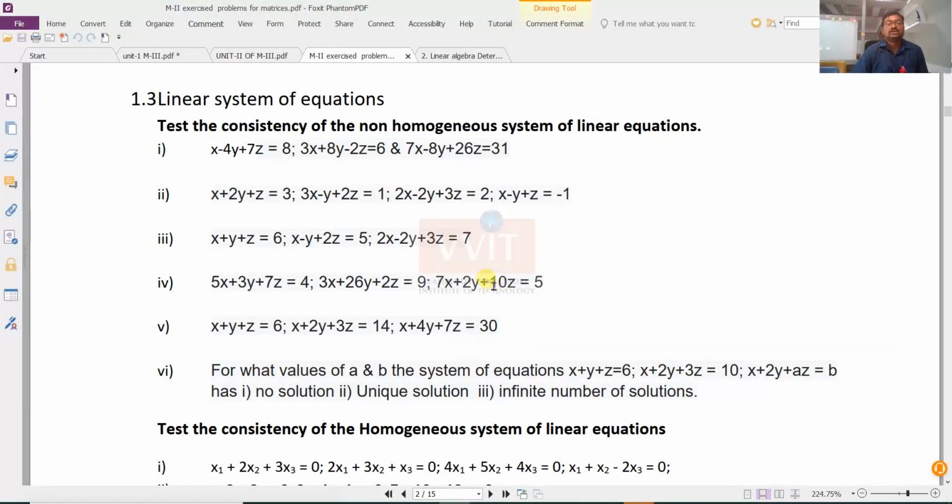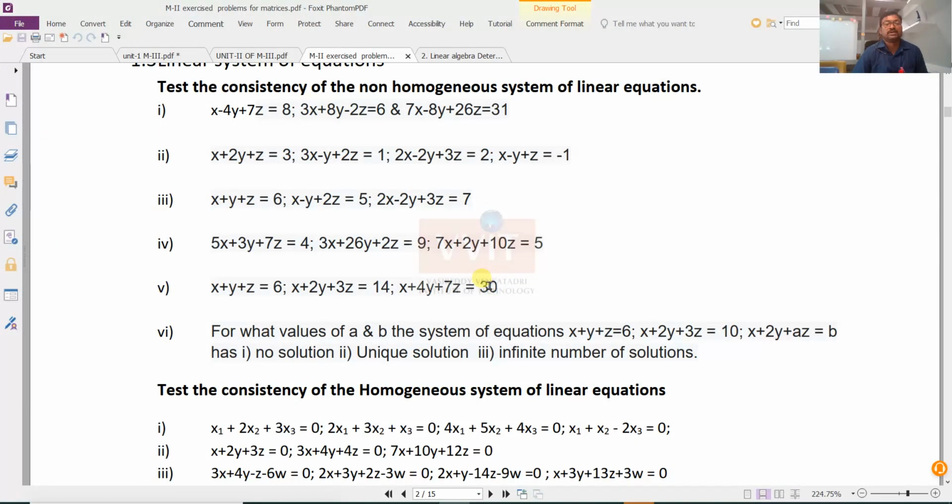So these are some exercise problems to complete this. Test the consistency. The question might be asked like this. For example, test the consistency of the non-homogeneous system of linear equations. How do you say that it is non-homogeneous? Because here is a variable, here is a variable, here is a variable, degree 1, but here there is no variable, so it is degree 0. If a constant is available, that is a non-homogeneous system. So all these are non-homogeneous systems.